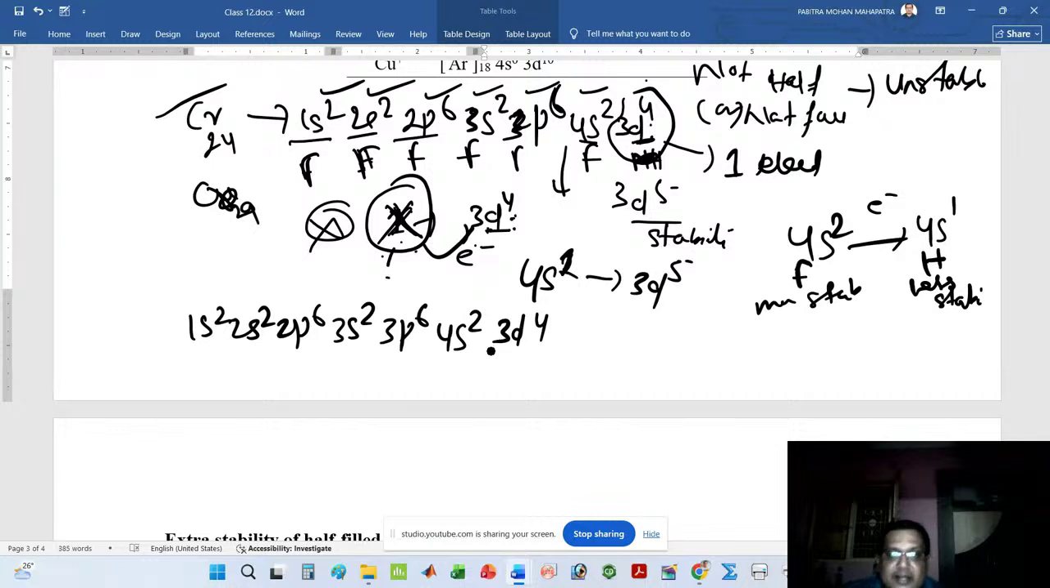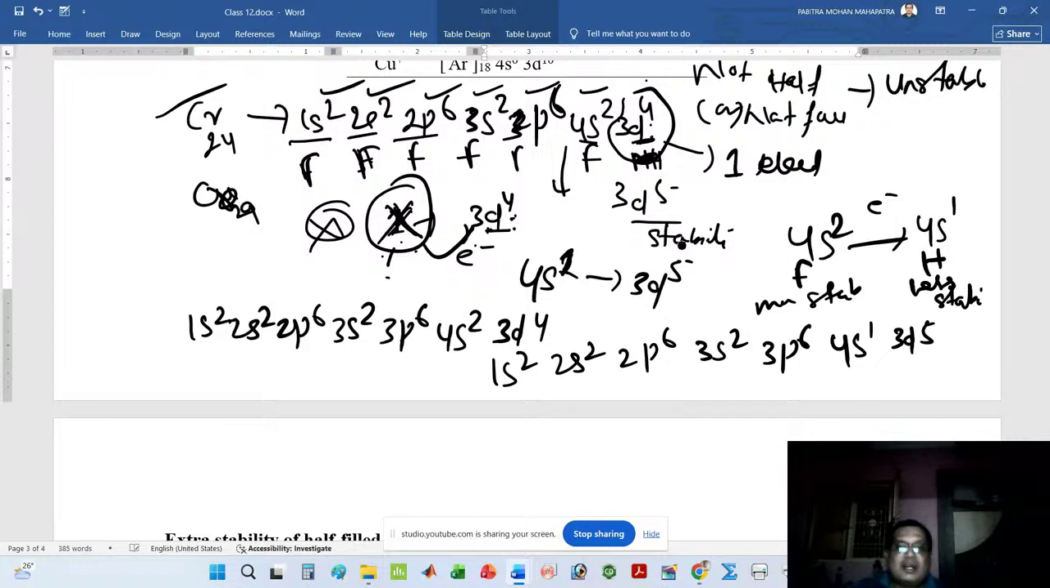So here what happened? One electron is shifted from 4s to 3d, and you can write it like this: 1s2, 2s2, 2p6, 3s2, 3p6, 4s1, 3d5. Look at that. If I shift one electron from 4s to 3d, then this is the structure. Here fulfill stable, here stable, stable, stable, stable. It is half filled. It is also listed in the stability order. It is also stable, so it is listed in the stability order.